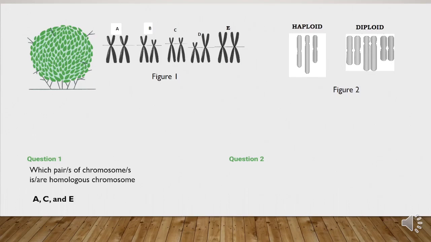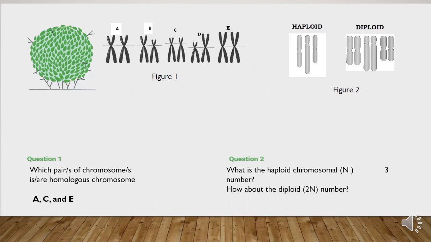Okay, let us see. Yes, you're right. Chromosome A, chromosome C, and chromosome E are homologous chromosomes. On the other hand, chromosome B and chromosome D are non-homologous chromosomes. Okay, figure 2. What is the haploid chromosomal number? Yes, that is 3. And what about the diploid number? Yes, that is 6.